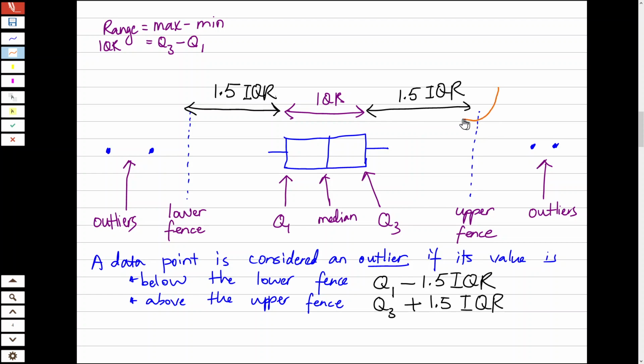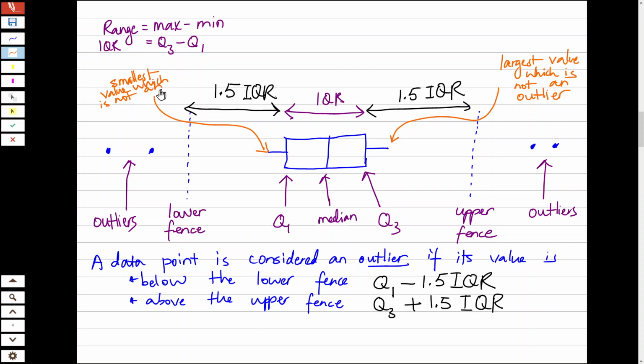I'm going to add one more thing in orange. Sorry about this. So that value is the largest value, which is not an outlier, and this is the smallest value, which is not an outlier.